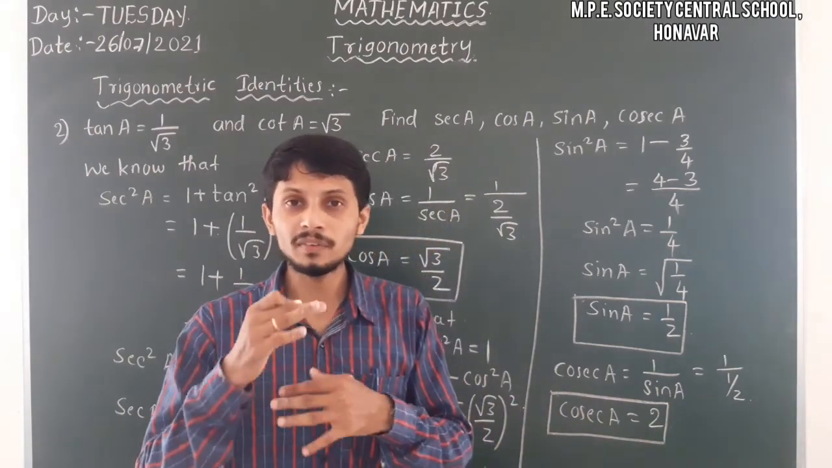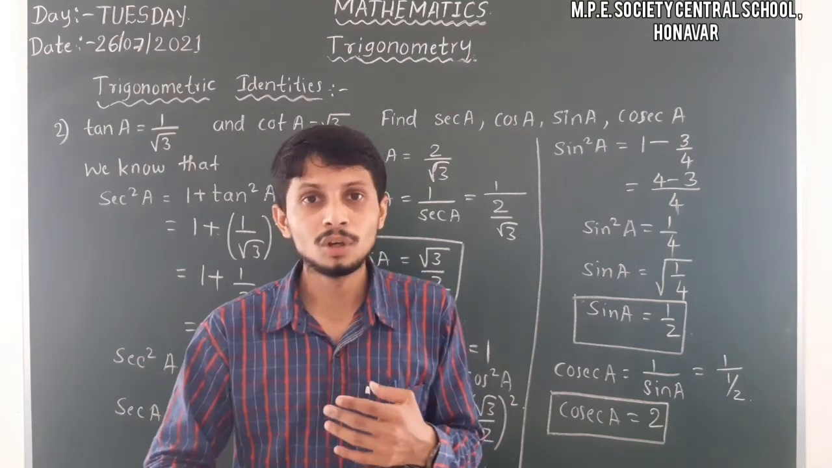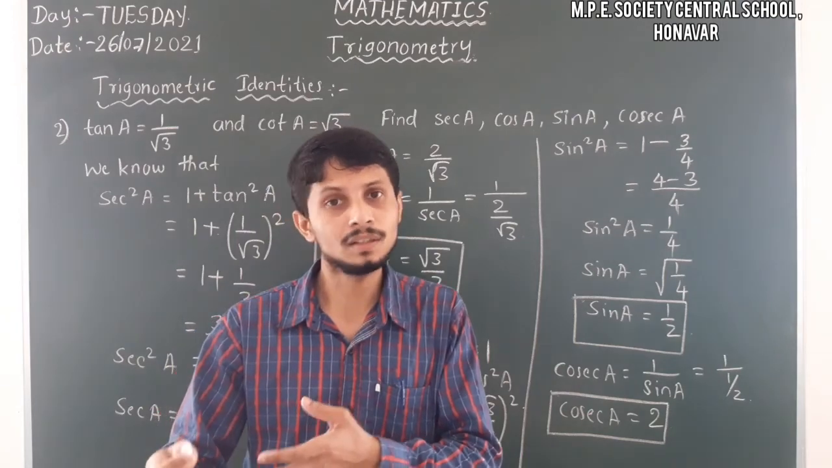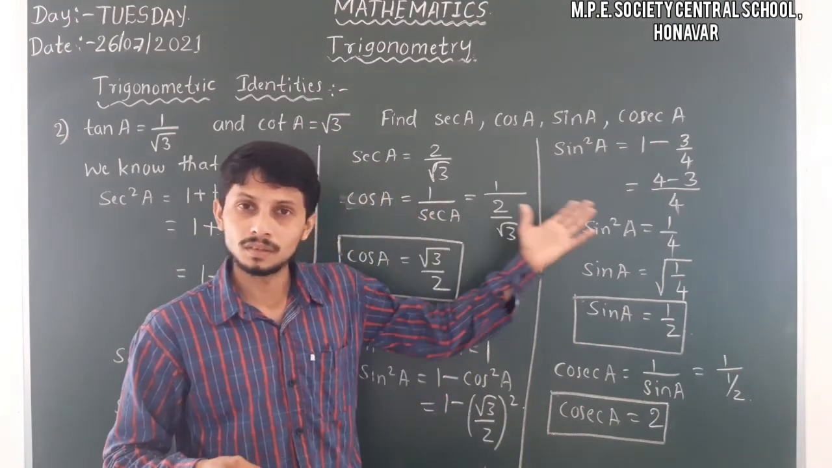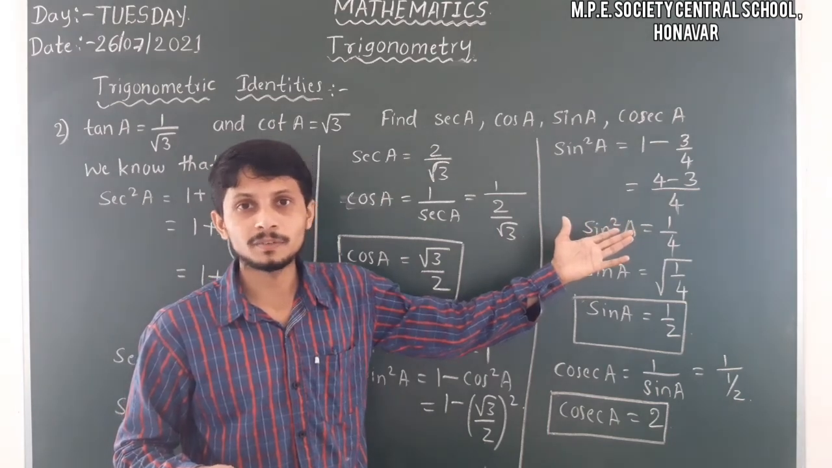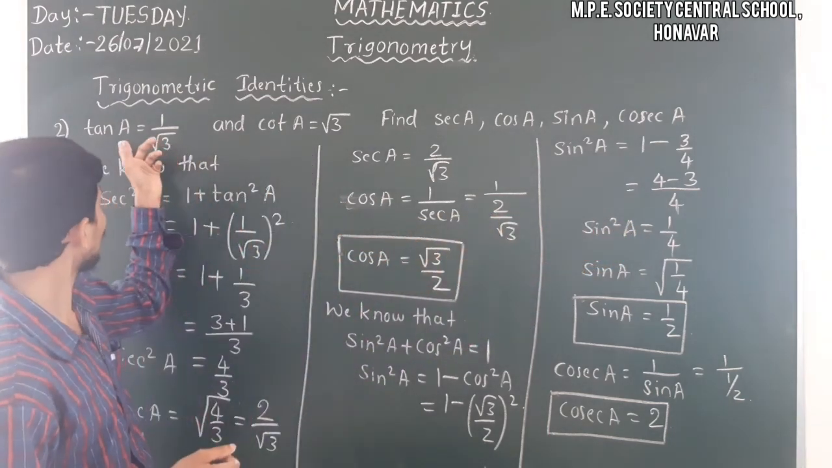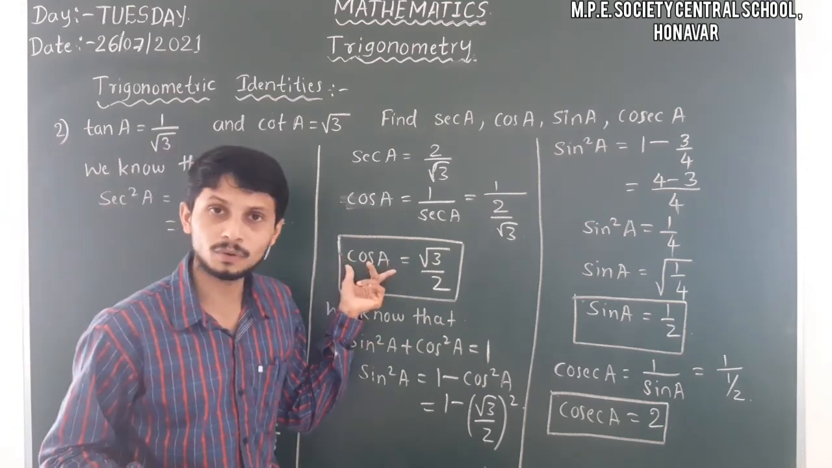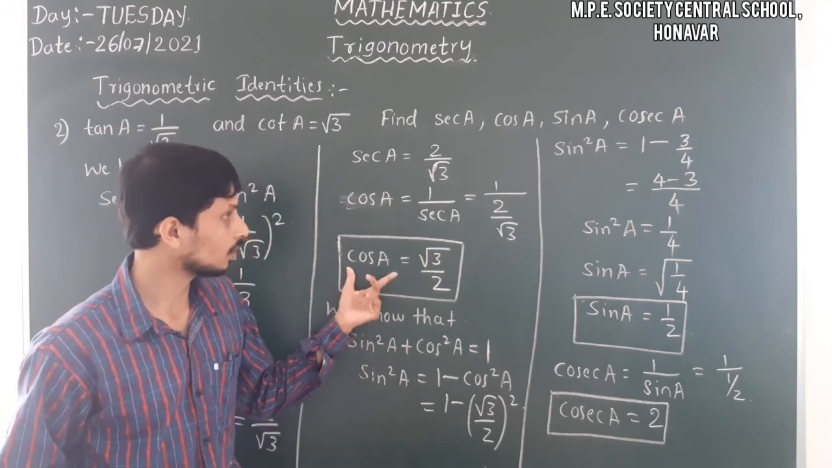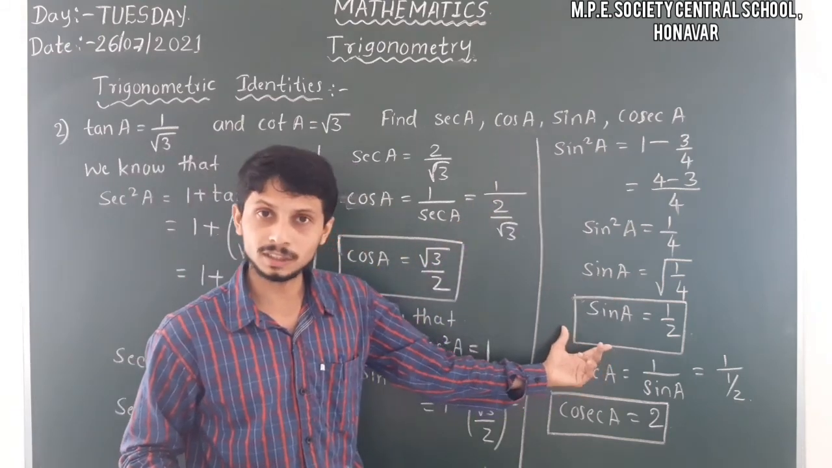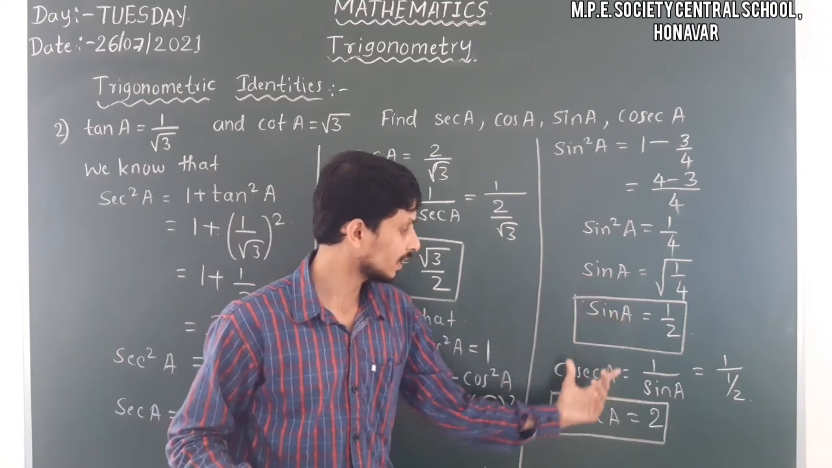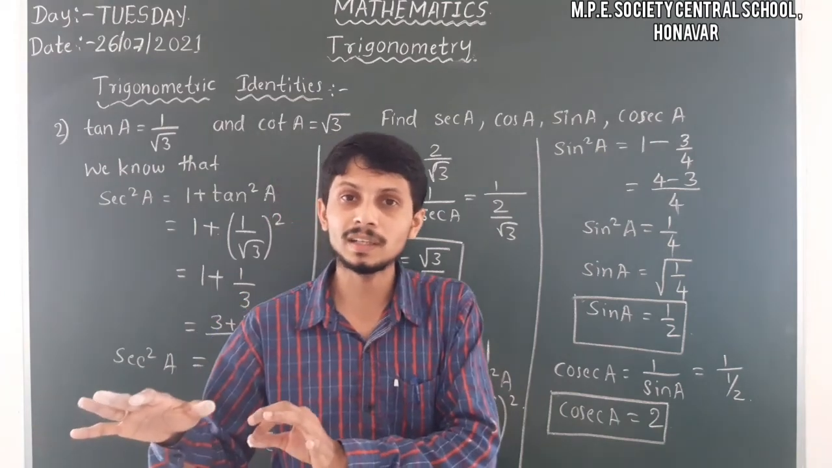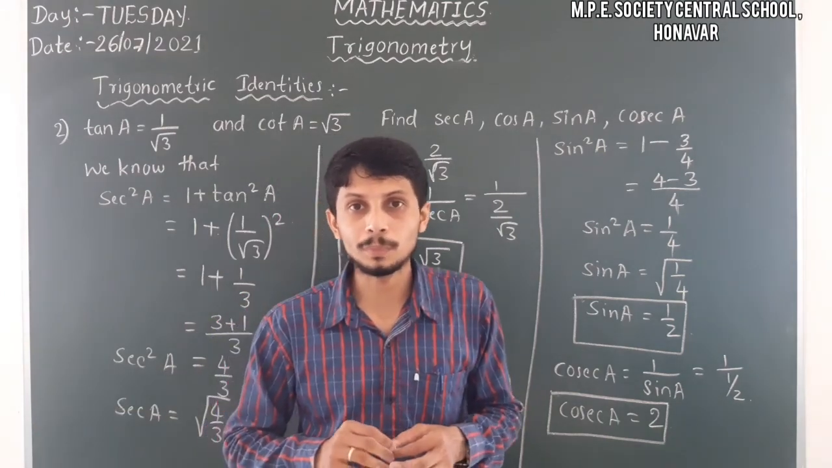We are only using trigonometric ratios: we express one function in terms of another trigonometric function, so we can find the different trigonometric functions. Here we only had tan a. Just observe: we found secant a first, then using secant a we found cos a, then using cos a we found sin a using the first trigonometric identity, then using sin a we found cosecant a. Likewise we can find all the trigonometric functions. I hope you understood this.